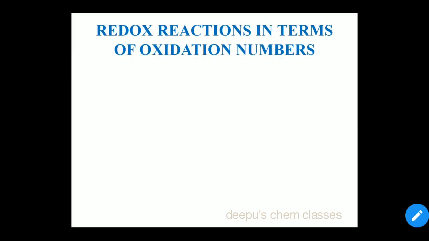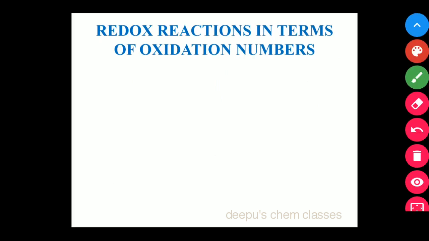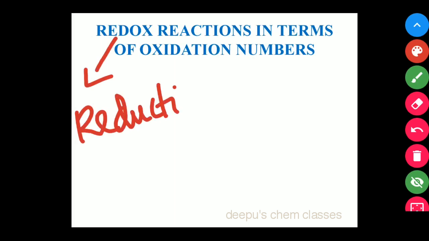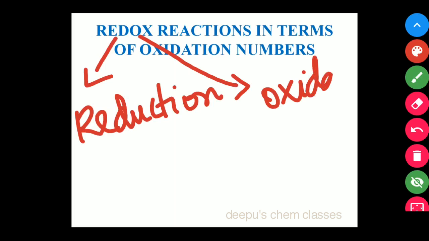So first of all, what is a redox reaction? I think you may have studied it in lower classes. Anyway, I will explain now. A redox reaction is nothing but a reaction which involves both reduction and oxidation. If the reaction involves both reduction and oxidation, then it is called a redox reaction. That's why we abbreviated the term. In redox, RED stands for reduction and OX stands for oxidation.